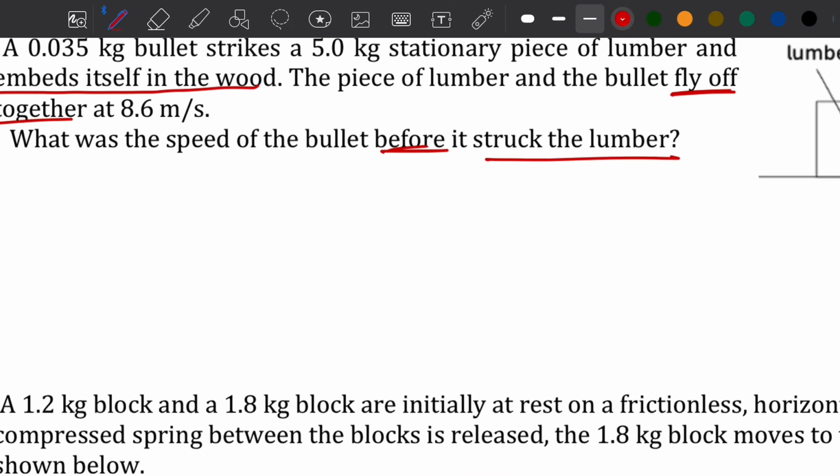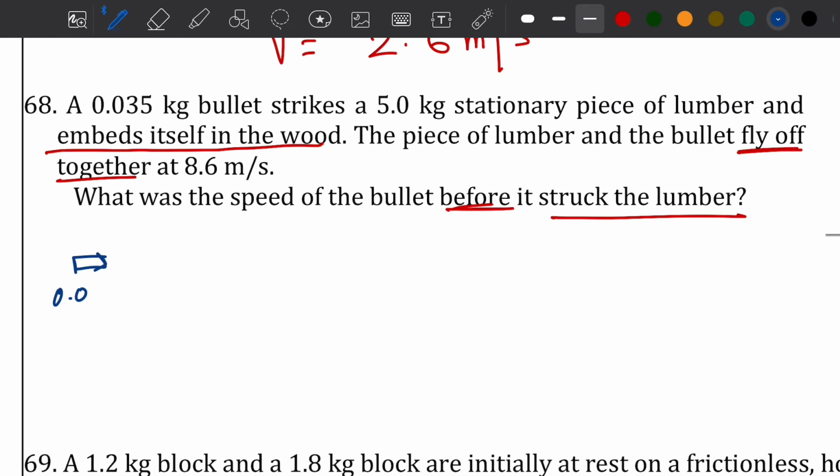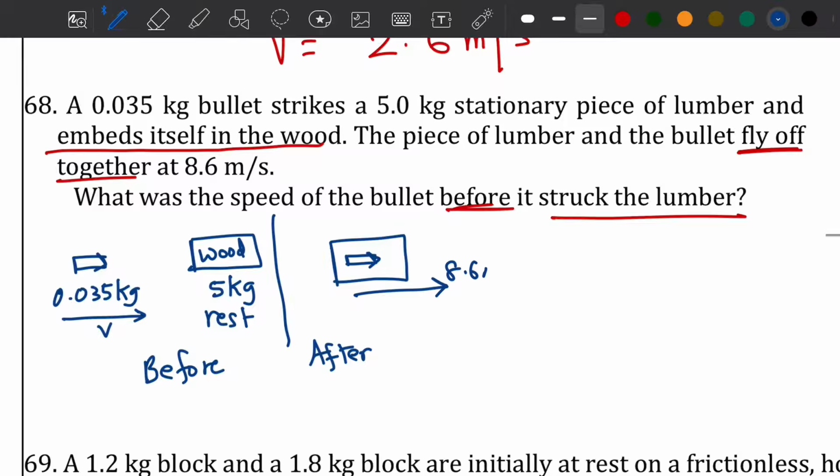So let's quickly draw a simple diagram to understand this. There was a bullet whose mass is given to us as 0.035. We don't know its speed, so let's write it as v. And then there is wood whose mass is 5 kg and it was at rest. This is before collision. After collision, the bullet is stuck in the wood and they both move together with 8.6 meters per second.